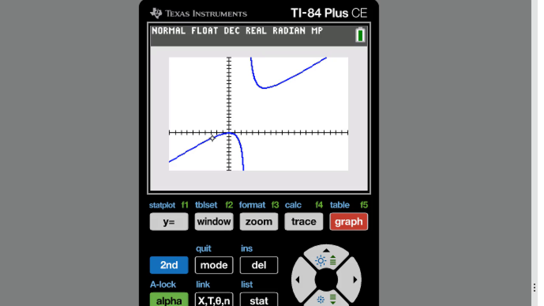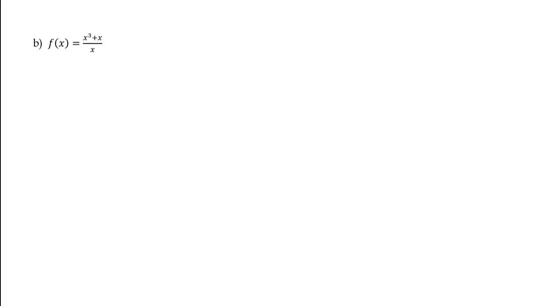Now we're going to go on to the next one. We have to go through the same process: find critical numbers, increasing, decreasing, relative max and min. First, remember, we always want to check the domain first. So this domain is going to be all x, but x can't be 0.